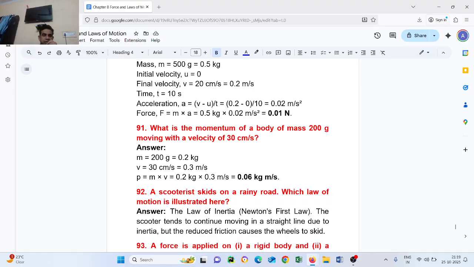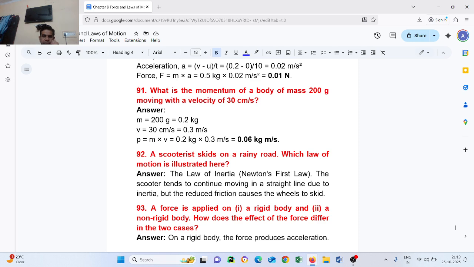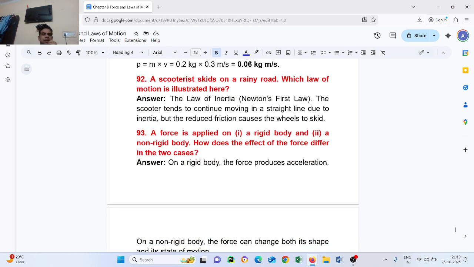Question number 92. A scooterist skids on a rainy road. Which law of motion is stated here? The law of inertia, Newton's first law. The scooter tends to continue moving in a straight line due to inertia, but the reduced friction causes the wheels to skid.